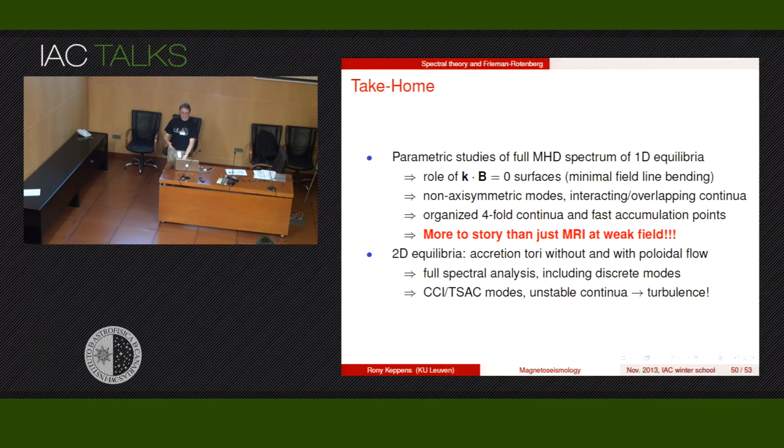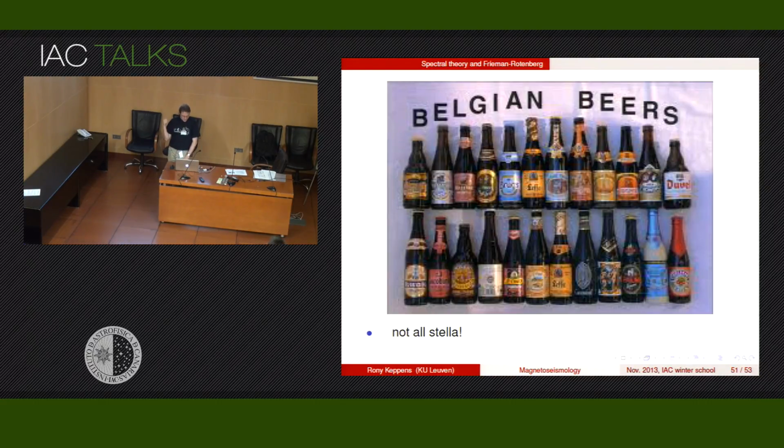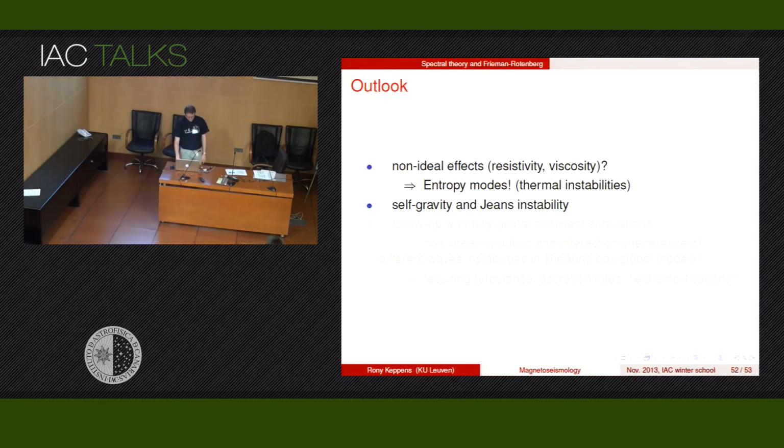Okay? And I can give you examples of modes that are really driven by completely different mechanisms. I'm Belgian, so it's like saying that every Belgian beer is Stella. Okay? That's an insult to every other beer but Stella. Okay? So that is what I wanted to stress.